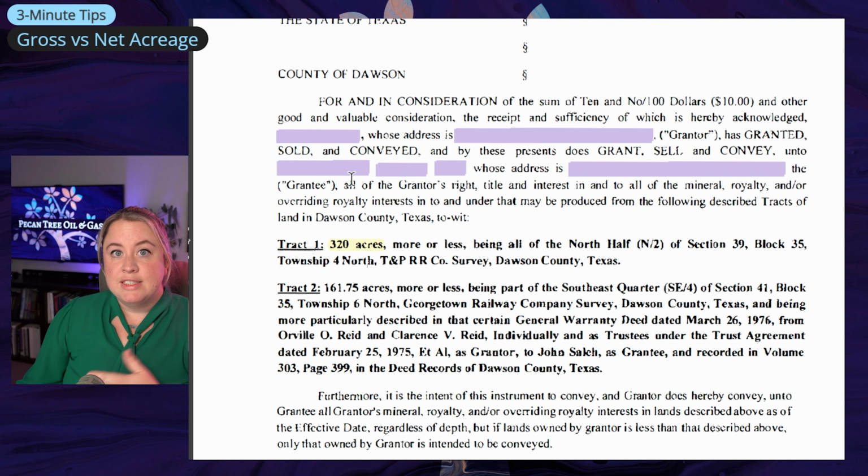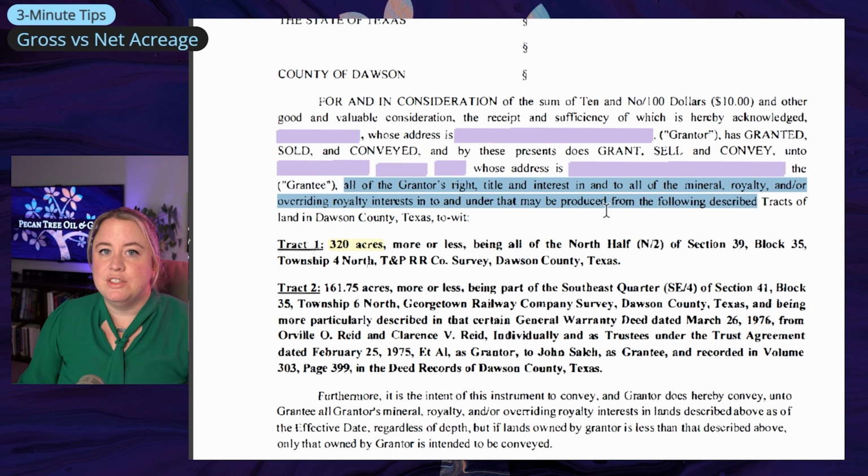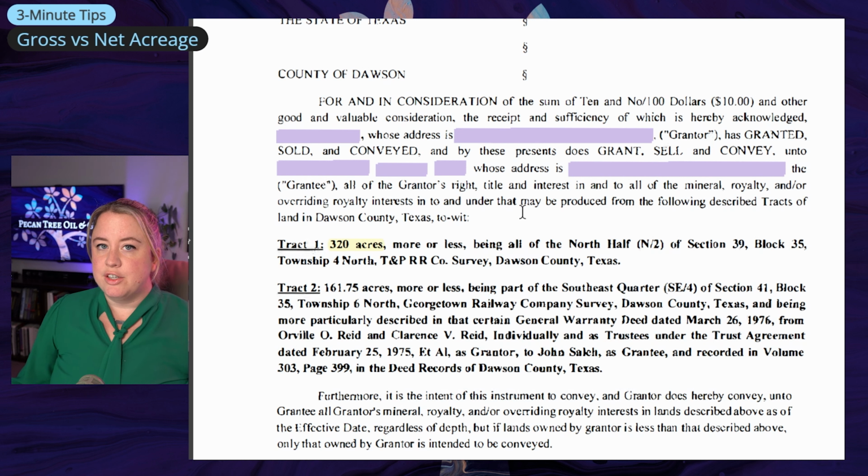When we're looking at this type of deed, it says all of the grantors' right, title, and interest. It doesn't say that they necessarily own 320 acres of interest, just whatever they happen to own from this interest. Do they own 320 acres? Or has this been divided 100 times across 100 different siblings and cousins and neighbors?